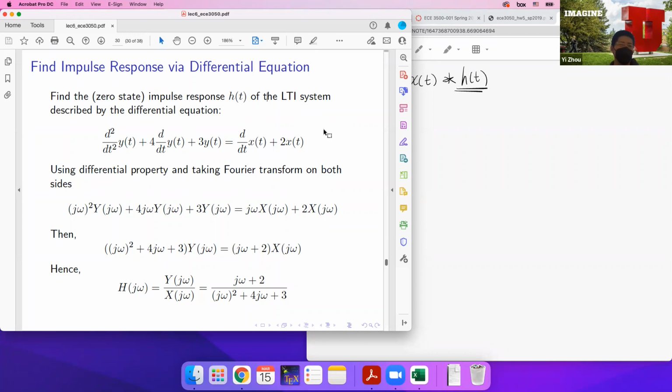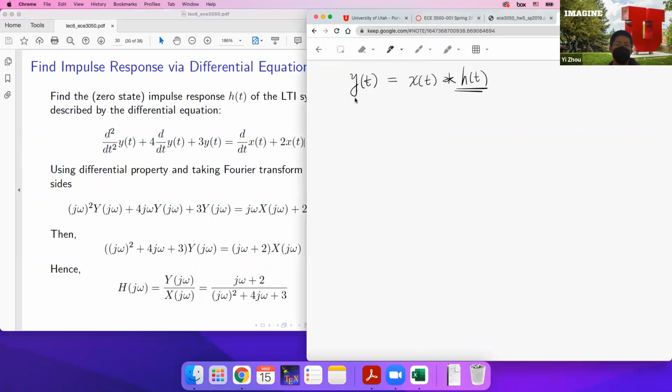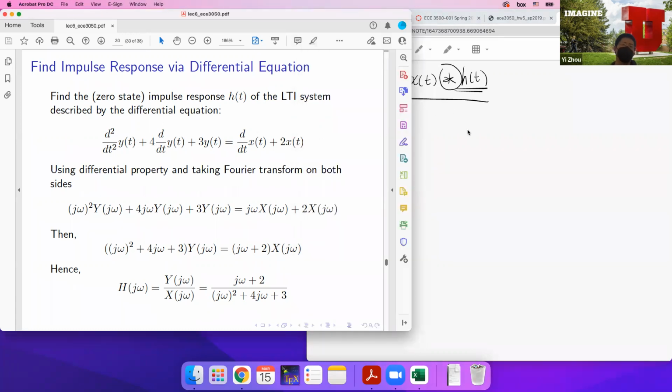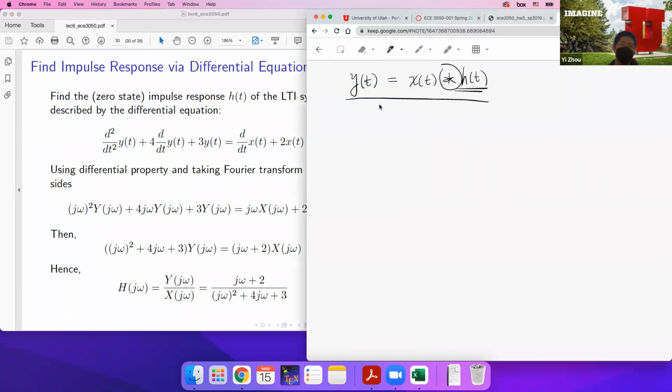So this is unclear, because in this system equation, we have lots of higher order derivatives, while in the standard LTI system equation, we have this convolution. So it is not clear how to figure out this h(t) from this system equation. But if we look at this from the perspective of the frequency domain, things will become much more clear.